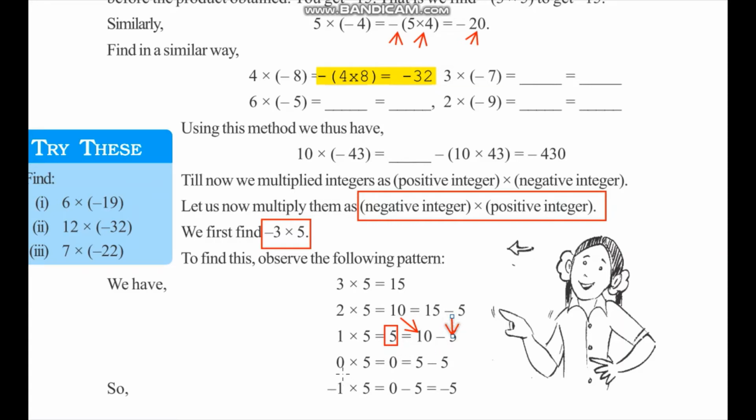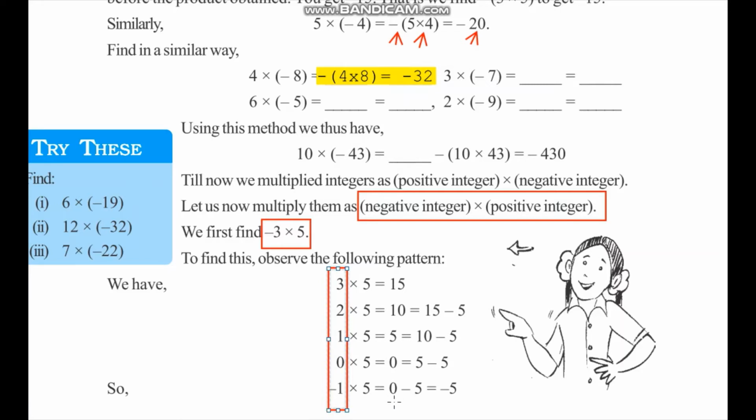Next we have 0 times 5. So this is nothing but 5 minus 5. So where are we getting this 5 from? We are getting it from the previous multiplication where we are reducing this 1 by 1. You can take some time to observe this pattern. You will observe that here we are reducing the numbers by 1. So first it was 3, then we moved down to 2, 1, 0, and what is 1 less than 0? We need to go to minus 1.